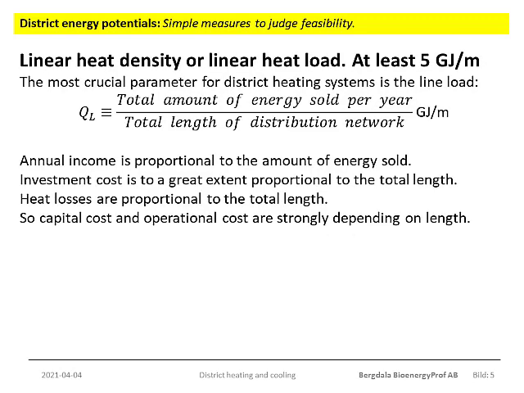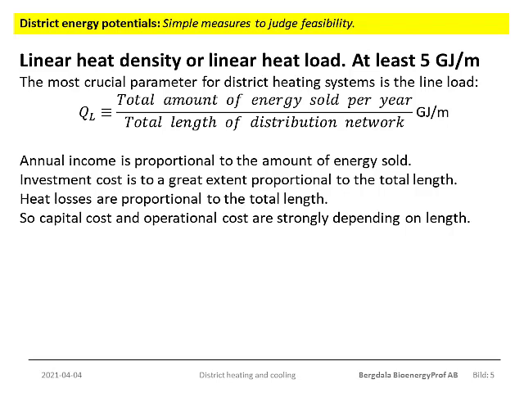The linear heat load, or the linear heat density, is a crucial measure. As a very rough rule of thumb, you'd like to stay above 5, 6, 7 something gigajoules per meter. The higher the better. The threshold value depends on several factors, so it is not written in stone. But if it is below 5 gigajoules per year and meter, you know you are below a realistic limit. Often 7 gigajoules per meter is assumed as a realistic level.